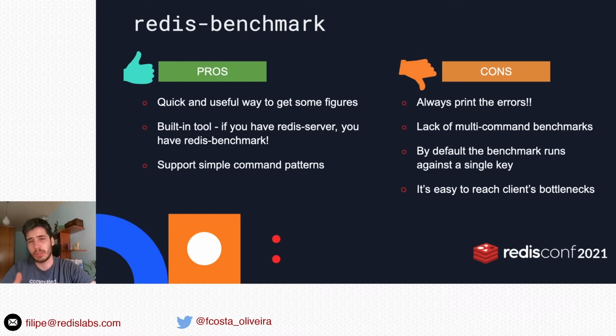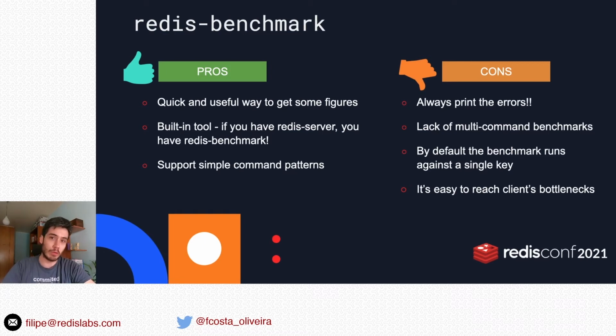With regards to the cons, by default it will not print the errors. So, for example, if you make a typo on a command, or you set a wrong command argument, you will be misled by the showcased ops per second, for example. It also lacks multiple command capabilities in the same benchmark. So, for example, if you want to benchmark writes and reads at the same time, which is a very common pattern, you are not able to do it with Redis benchmark. But hold on a little bit, we'll talk about it afterwards on memtier.